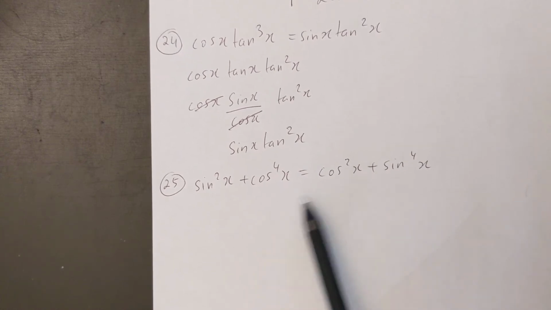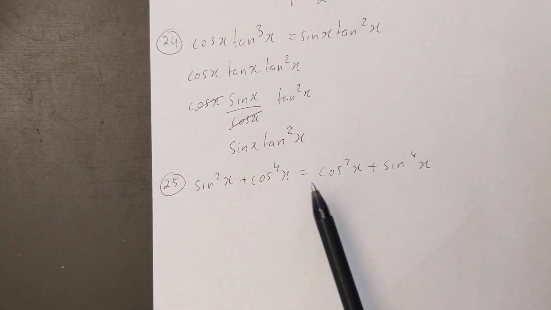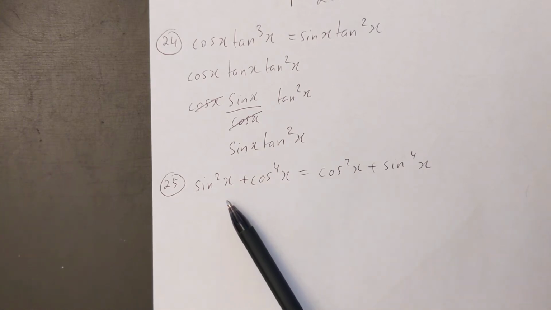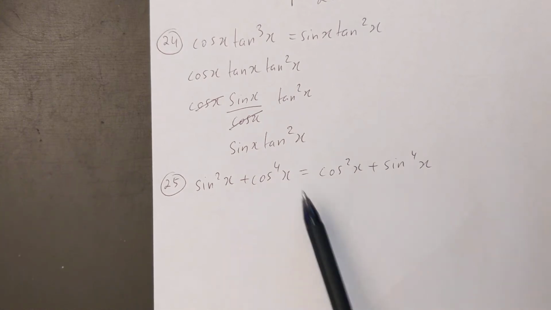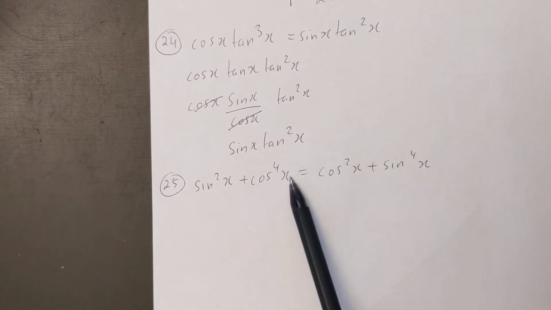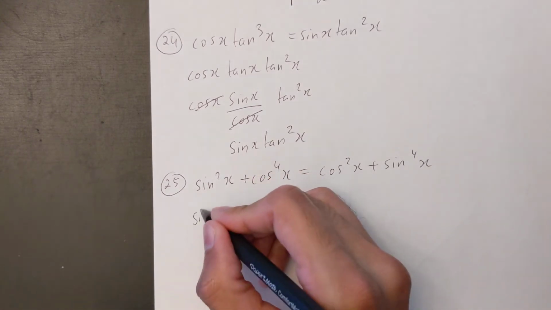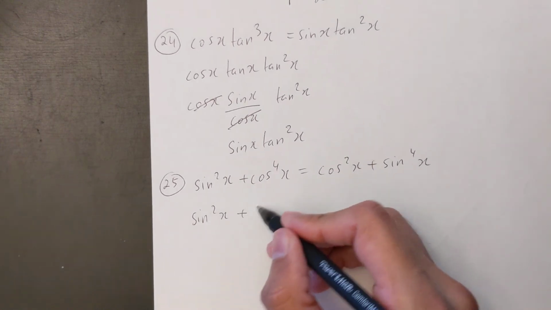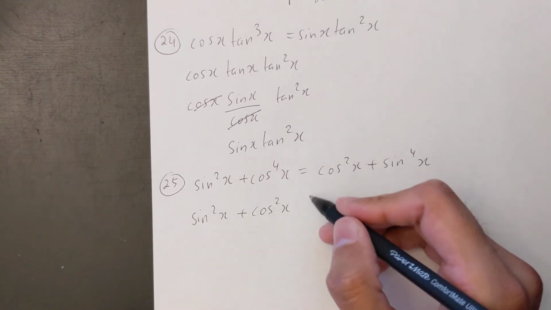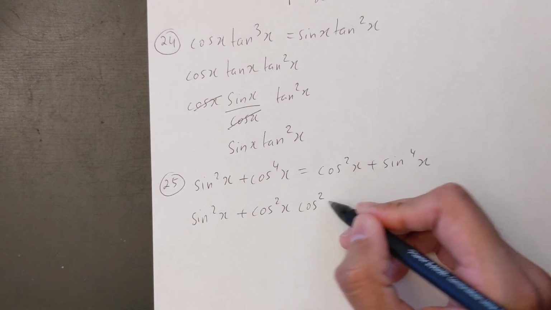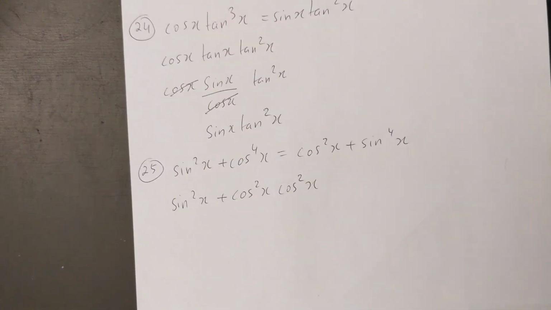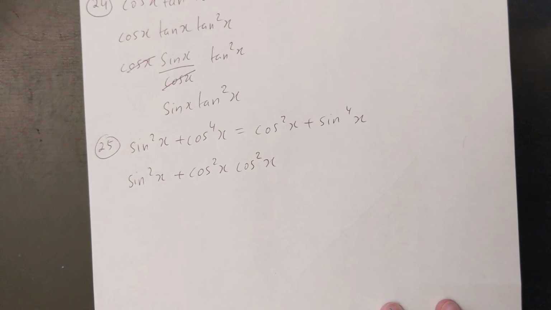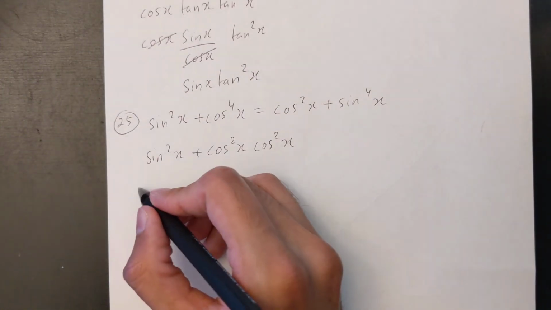So there's no difference of squares over here. There's not really much you can change. So what I'm going to do is break down this cos 4x into cos square x times cos square x. The only reason I'm doing this is because I don't know what else to do. Not really much else I can do.